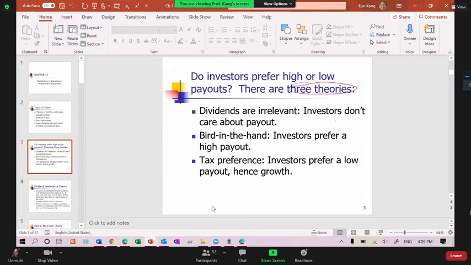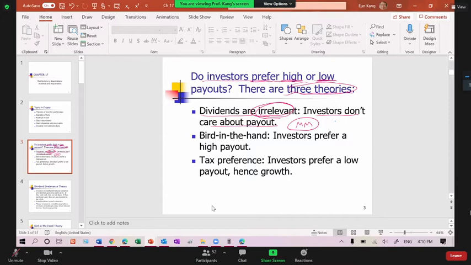Then what are the theories? The theories on, do investors prefer high dividends or low dividends? There are three theories. Dividends are irrelevant. Investors don't care about payout. What's your guess? Whose theory is this, do you think? The reason I ask is that you can guess. The dividends are irrelevant. So that is actually M&M. They are very famous in irrelevance theory. They said capital structure is irrelevant, dividends are irrelevant, under some very restricted assumptions.